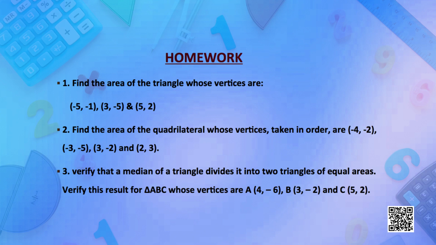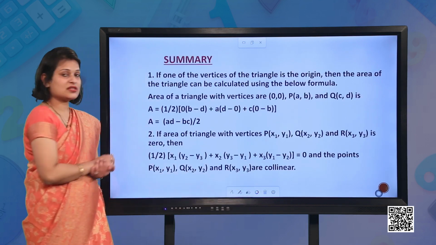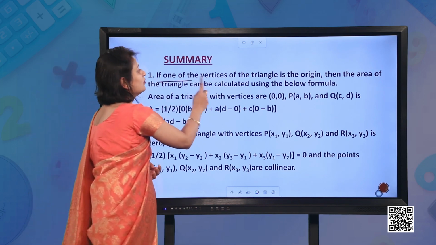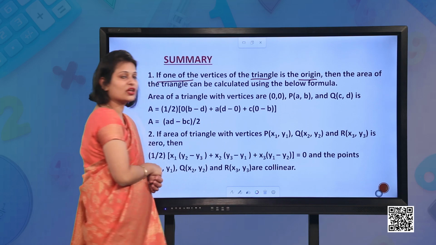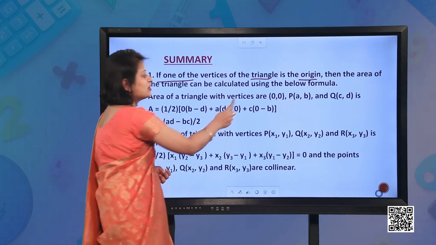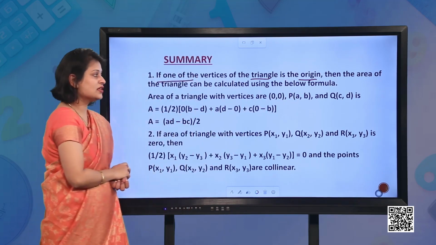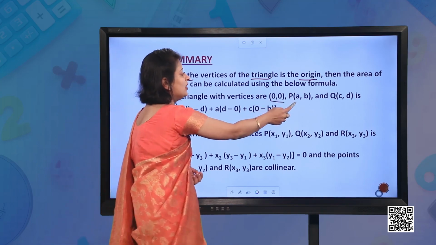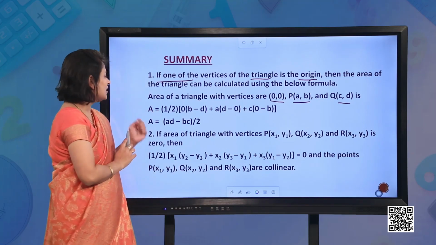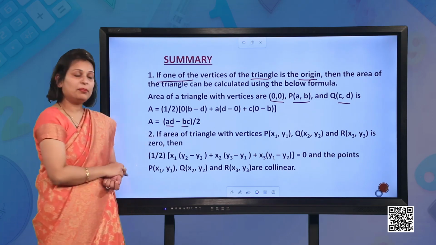Now let us quickly recapitulate what we have studied today. If one of the vertices of a triangle is the origin, the area of the triangle can be calculated by using the below formula, which is what? The area of the triangle with vertices (0, 0), (a, b) and (c, d) is half (ad minus bc).